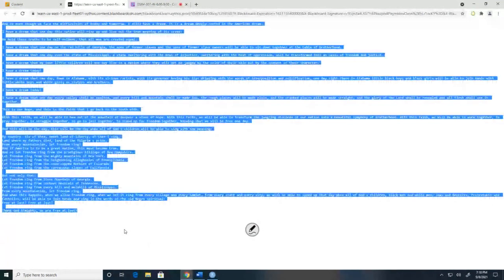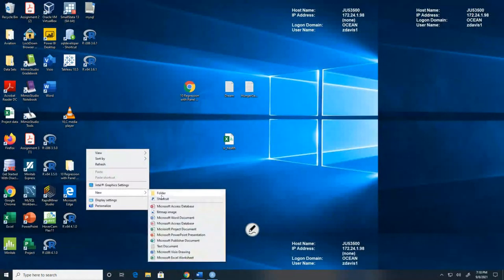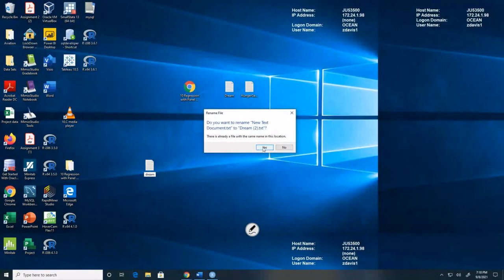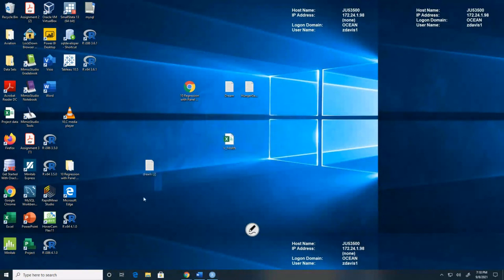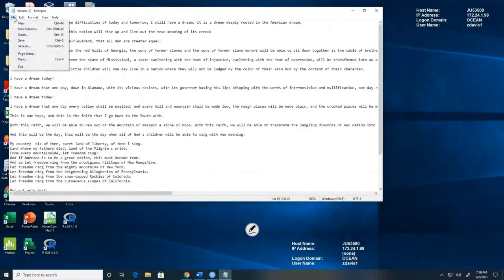Fortunately, Blackboard does not download text files. So you'll want to create a new text document. Oh, I already have one. I've done this before. Anyhow. And then paste it in there and save it.